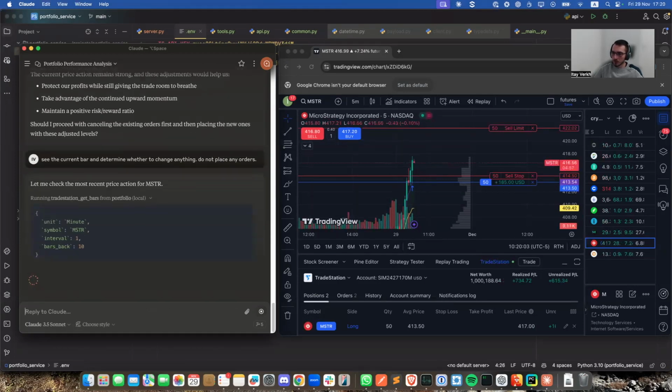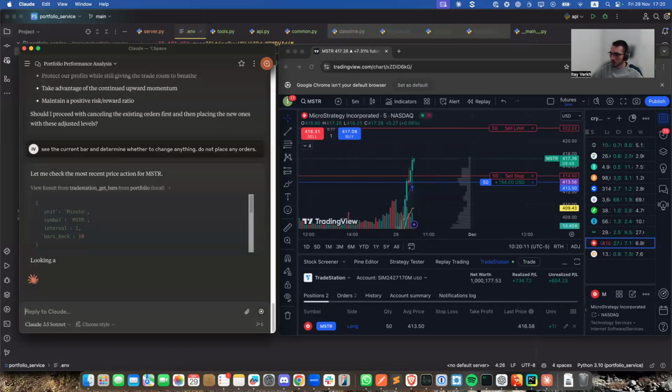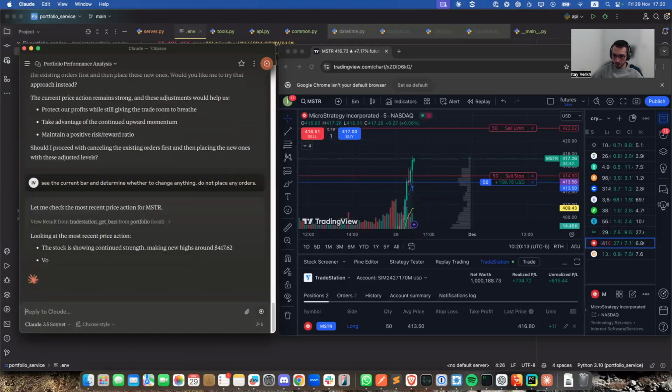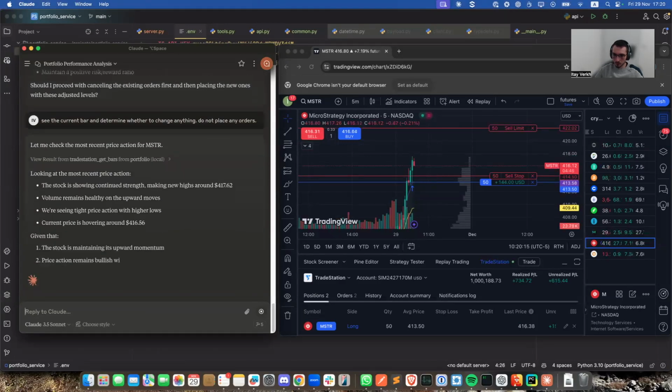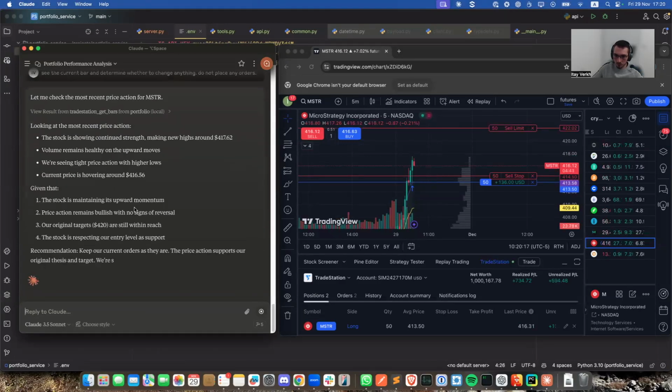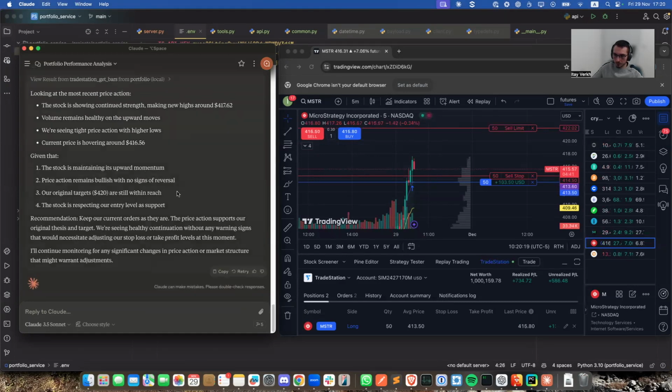As you can see, it's querying the 1-minute data. And it seems like the stock is pulling back a little bit. No, it's not. It's very volatile today. All right, so according to Claude, the price action supports the original thesis, and he doesn't want to adjust anything.